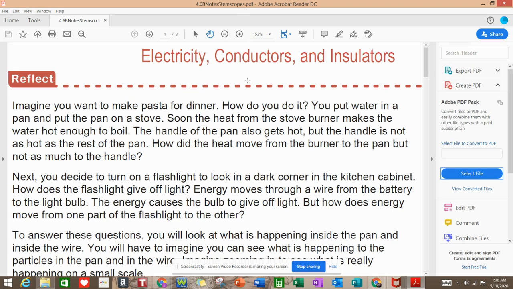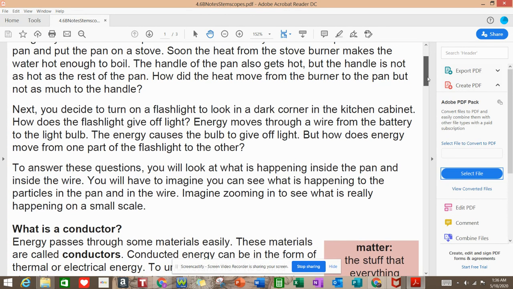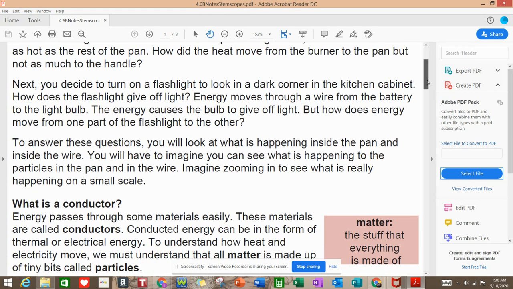Electricity, conductors, and insulators. Imagine you want to make pasta for dinner. How do you do it? You put water in a pan and put the pan on a stove. Soon the heat from the stove burner makes the water hot enough to boil. The handle of the pan also gets hot, but the handle is not as hot as the rest of the pan. How did the heat move from the burner to the pan, but not as much to the handle?